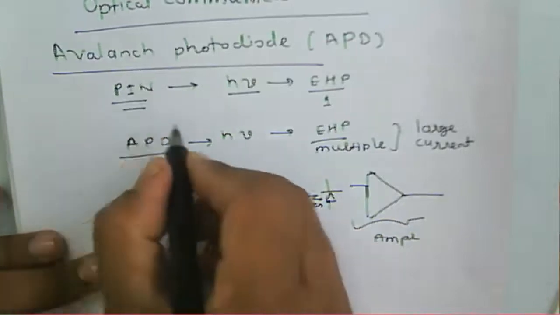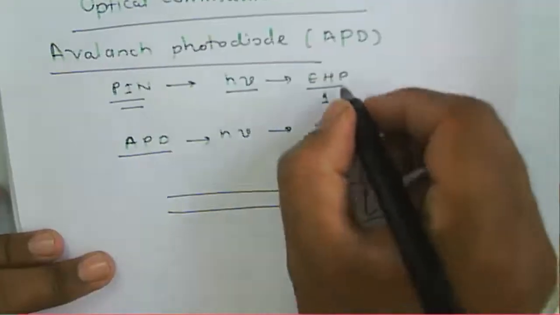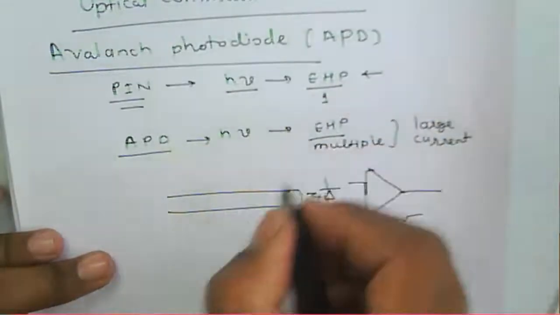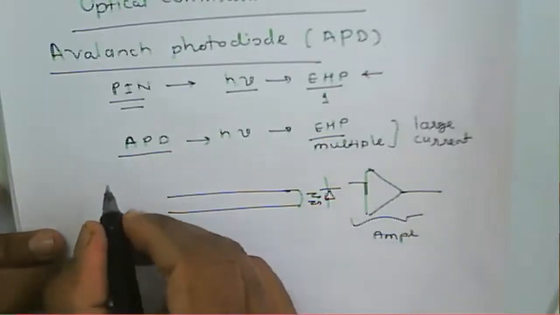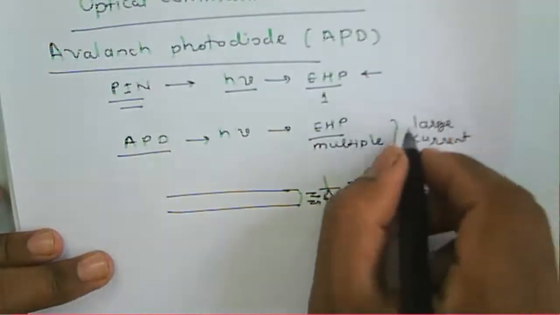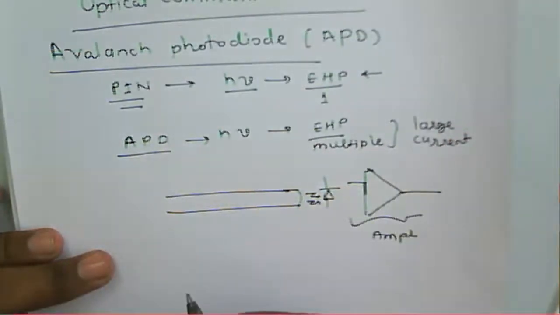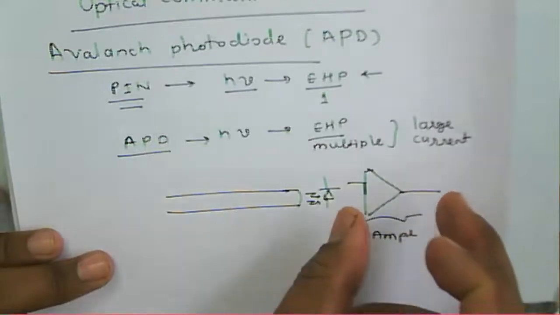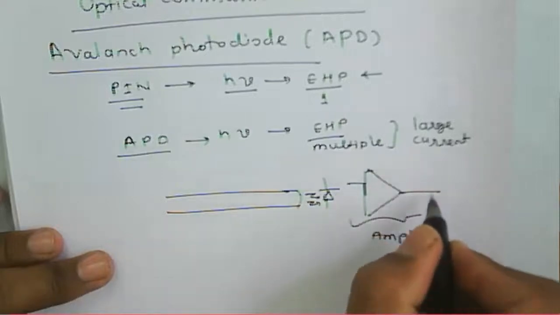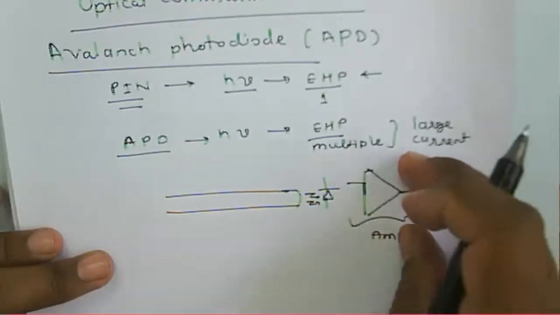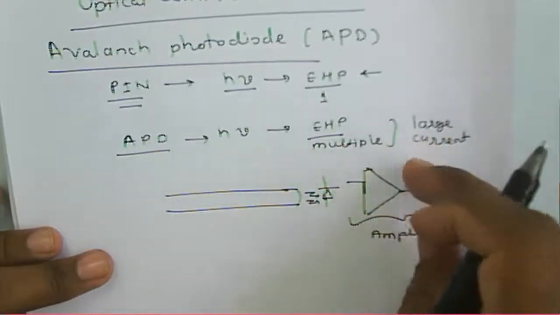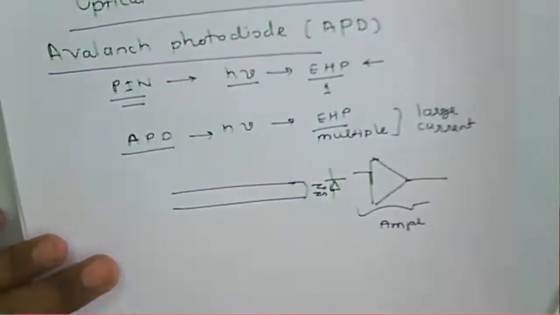But in the case of a PIN diode, that current is small because of the small number of electron-hole pairs generated inside the PIN diode. But in the case of the avalanche photodiode, multiple electron-hole pairs are generated. That's why a large current is generated. So at a receiver, sometimes we don't require an amplifier. Even if we require the amplifier, the amplification required will be less as compared to the PIN diode.